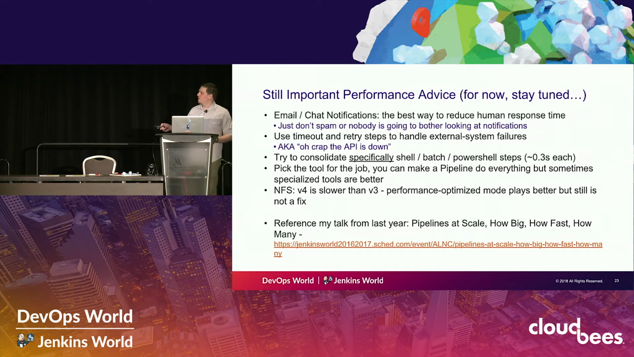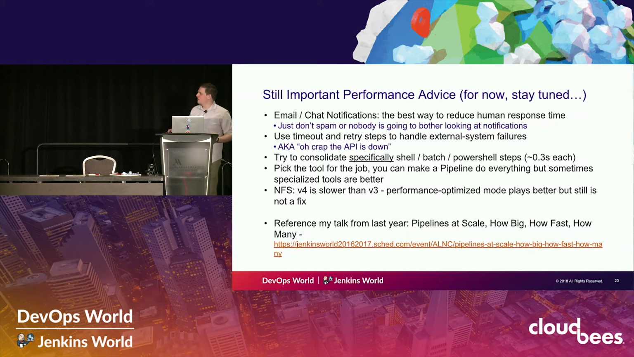Timeout and retry steps are a great way to make your pipeline more robust against failures. It means you won't hang if, say, an API is down and you're waiting for a response from that. Do still try to consolidate PowerShell, batch and shell steps because those durable executions running on the build agents have some overheads, about a third of a second for each of them. So if you run a lot of them, it will slow things down a little bit. And don't use a pipeline as a one-size-fits-all tool. Sometimes it's better to let Maven or Ansible or pick your tool of choice, let that deal with some things that it's good at, right?